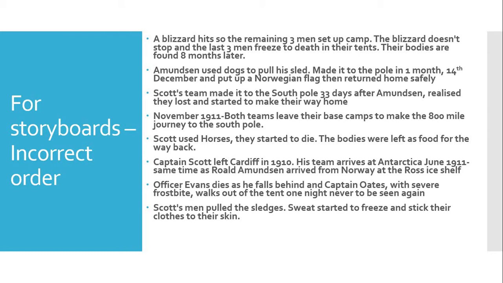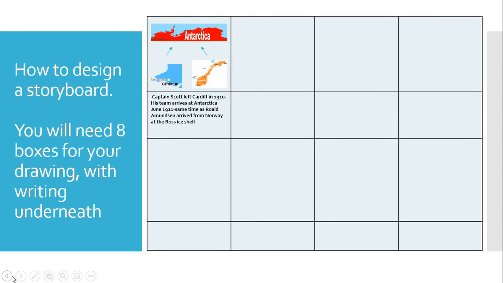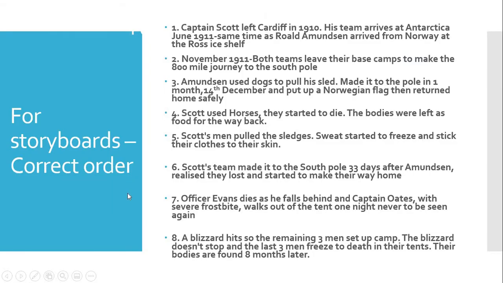So these are the statements I've just read out. I would like you to try and work out yourself what order they go into. Once you think you've got it, press resume in the video and I'll be going through the answers. Okay, welcome back. So, here is the correct order. Captain Scott left Cardiff in 1910 and he arrived in June 1911, the same time as Roald Amundsen. November 1911, both teams leave their base camps to make an 800-mile journey to the South Pole.